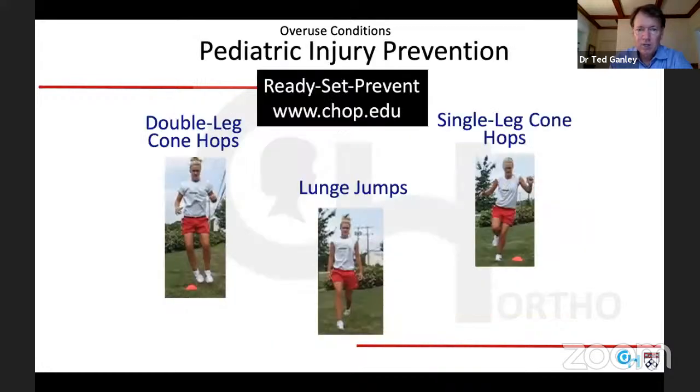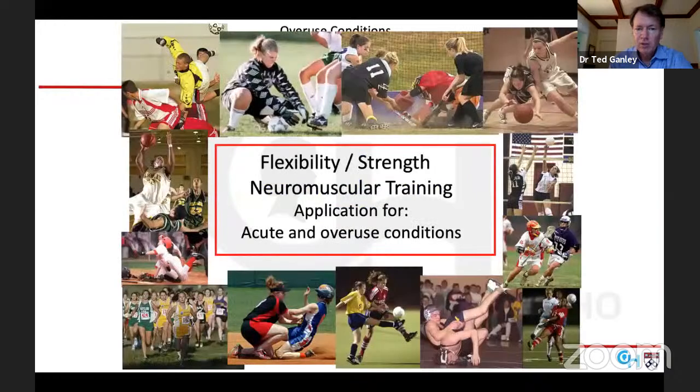injuries. And there's Ready, Set, Prevent, a prevention program that we have for ACLs. But I tend to think of those not simply as ACL injury prevention programs, but as covering the entire lower extremity. We've shown that they've been helpful for ankle sprains. So the flexibility, strength, and neuromuscular training, I think, is an application for both acute and overuse conditions as well.